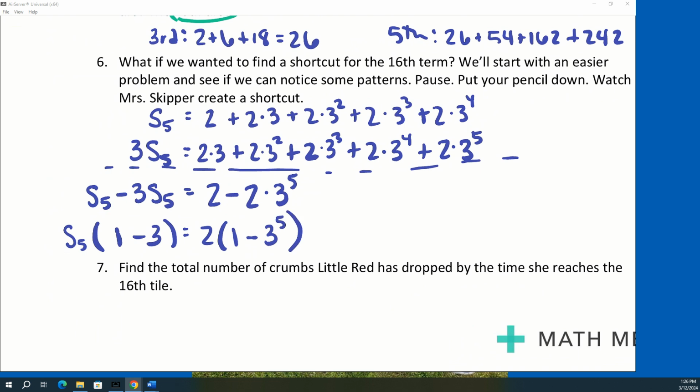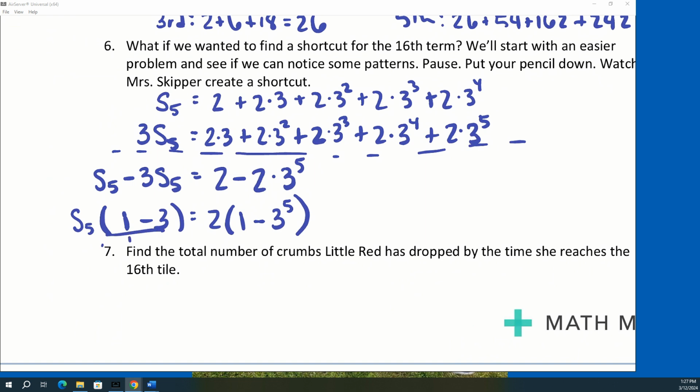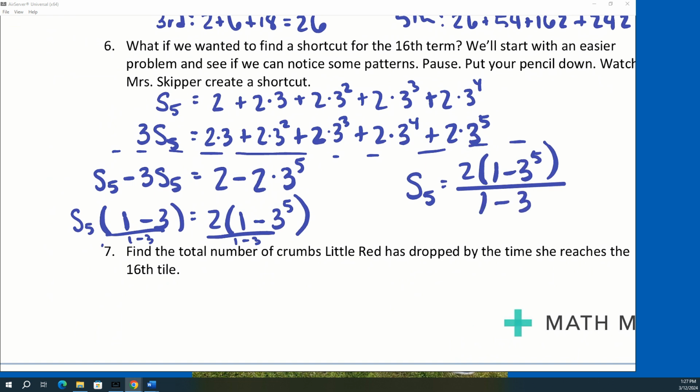All right, now my whole goal is to solve this for s sub 5. So what would I do with this stuff if I just want the s sub 5? Divide. All right, that's it. So s sub 5 is going to be equal to this big fraction where I have 2 times 1 minus 3 to the 5th over 1 minus 3. And let's talk about the parts of this so we can do the 16th tile without having to find all the 16 and add them together.